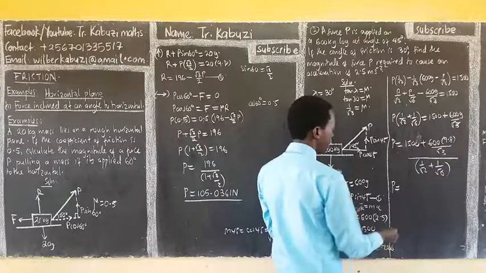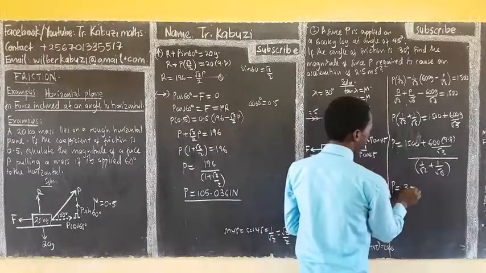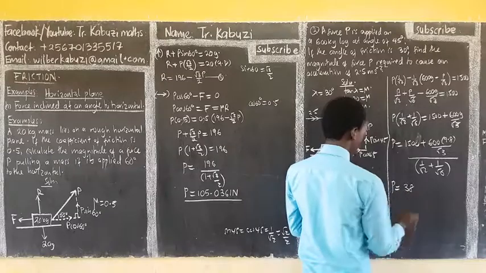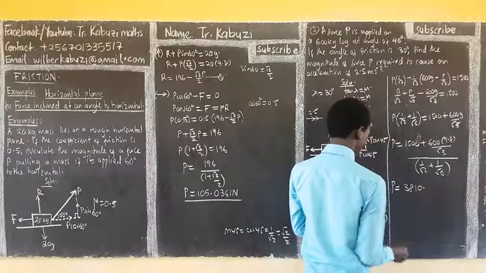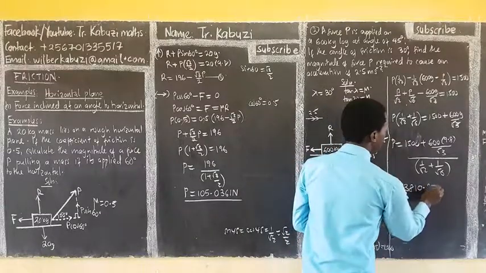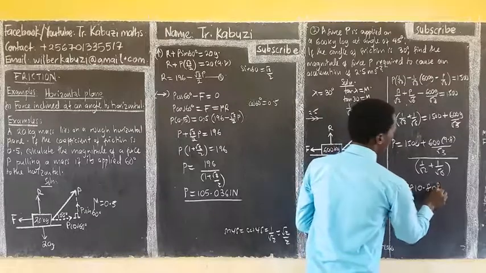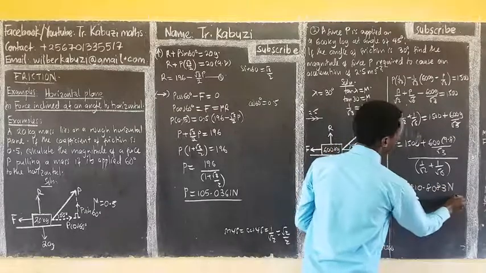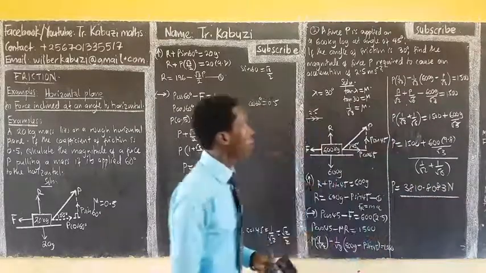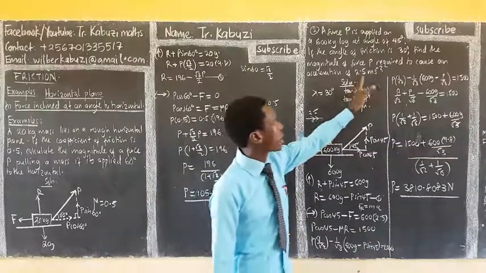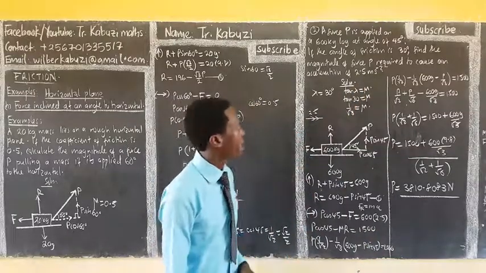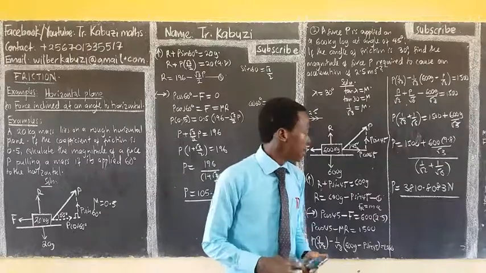So the P is going to be 3810.83 newtons. So that is going to be the force that will be required to cause this acceleration. So that's how we have it for now.